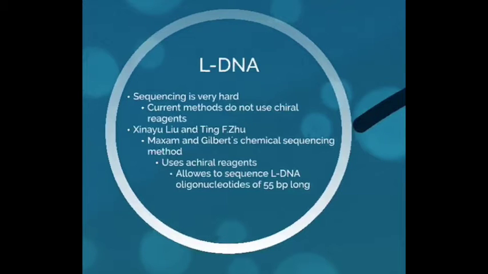Leo and Sue have been using the Maxam and Gilbert sequencing method, which uses chiral reagents that allow them to create DNA. This has allowed them to sequence L-DNA oligonucleotides of 55 bases long, holding the promise for many exciting applications in biomedicine.